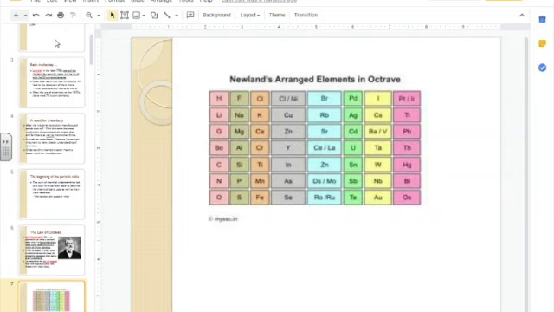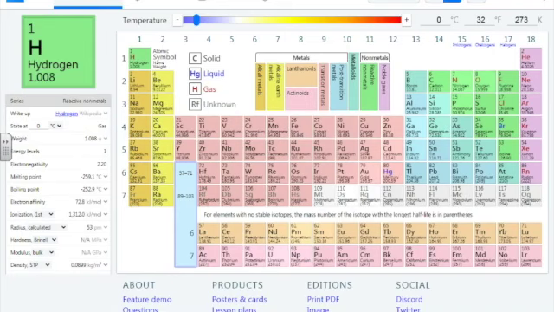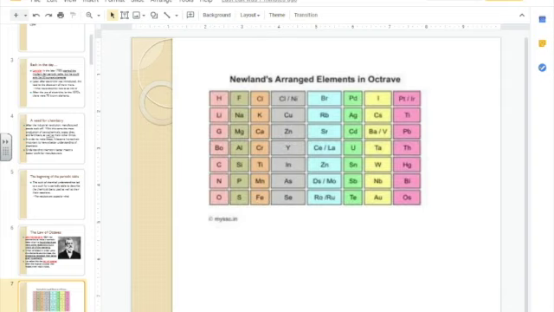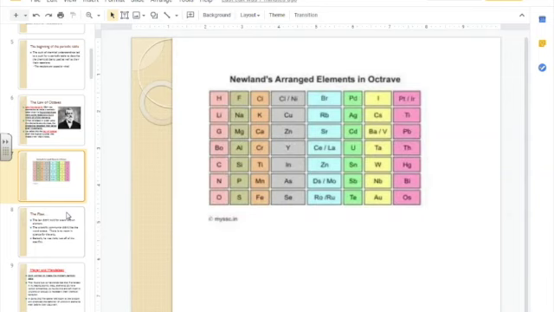So here's what Newlands's periodic table looked like. It has similarities to the periodic table we know that looks like this, but there's a lot of differences too. Here, there's even more than one element in a box. It's just kind of a square. It doesn't have all the elements, but that was the start to the periodic table.